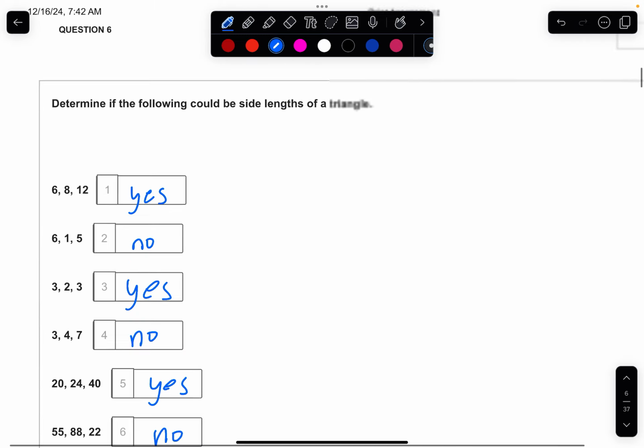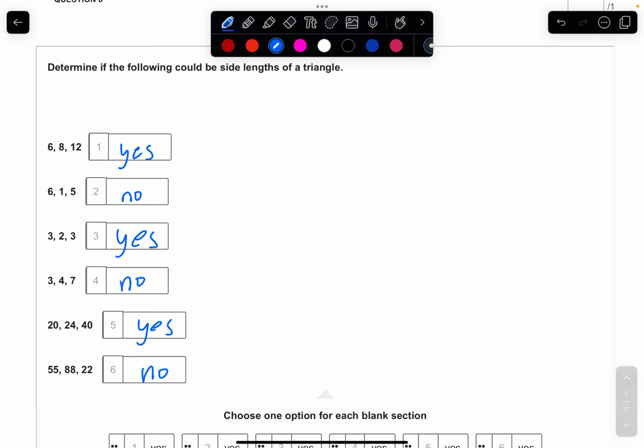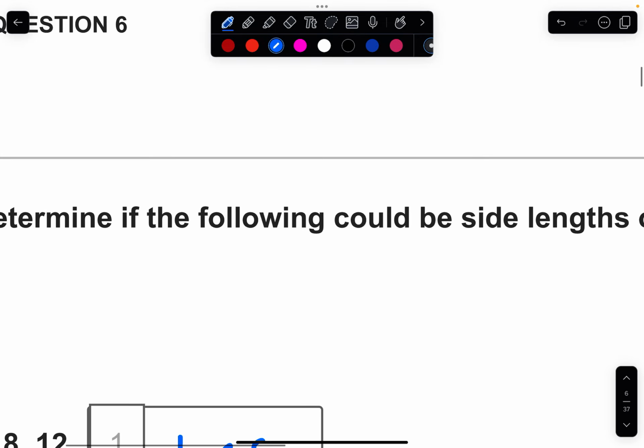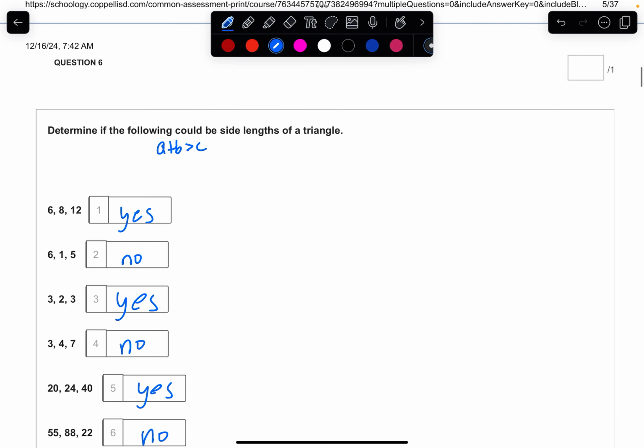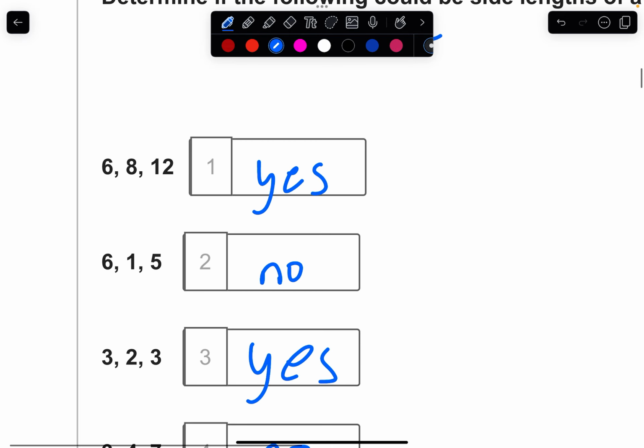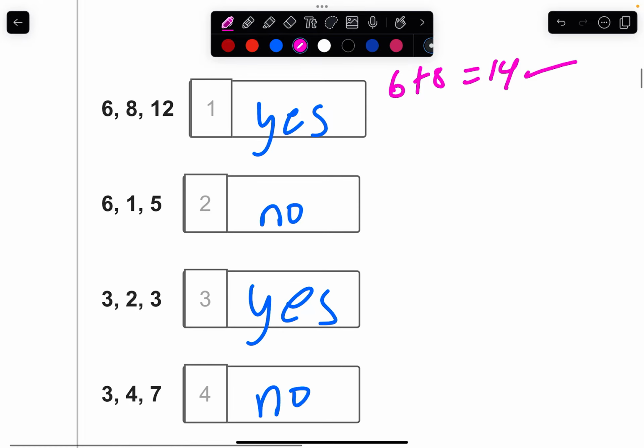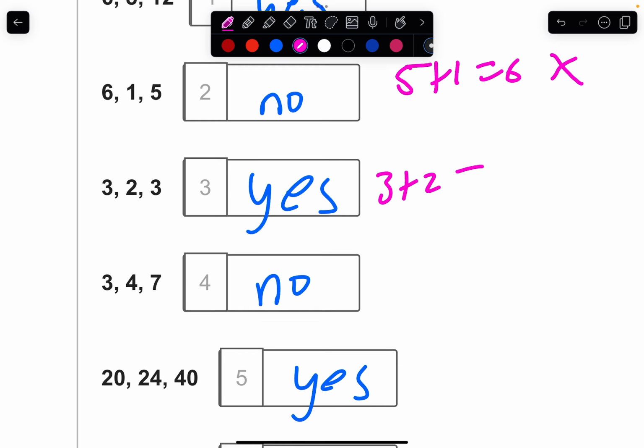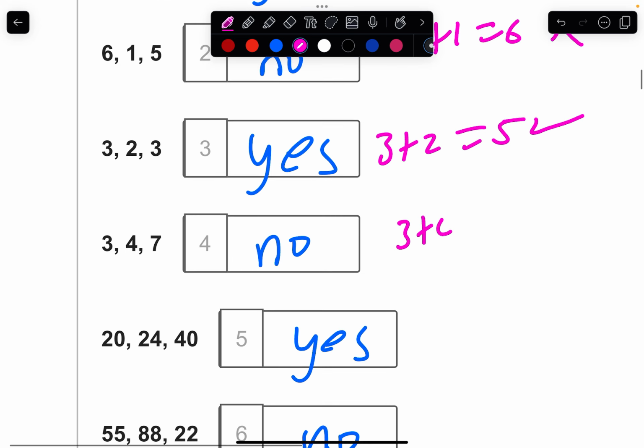Next question. Determine if the following could be side lengths of a triangle. So if it's a triangle, that means when you add the two smallest sides, it has to be bigger than the third side. So we'll just go through the list. We're going to add the two smallest numbers. So 6 plus 8 is 14, and that is bigger than 12. Over here, 5 plus 1 is 6, and that is not bigger than 6. Here we have 3 plus 2 is 5. That is bigger than 3. Here we have 3 plus 4 is 7. That is not bigger than 7.